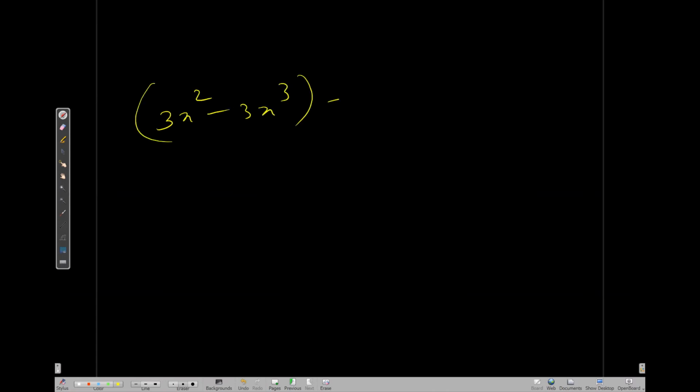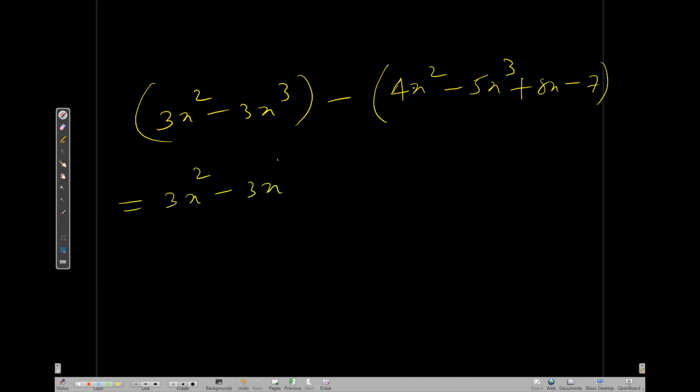And subtracting is the same story. Let's subtract this. How about this? You have to be careful with minus. Minus into minus is plus. Remembering that, that's easy. So what I would do is distribute, expand it. So minus 4x squared, then minus into minus plus 5x cubed minus 8x plus 7.